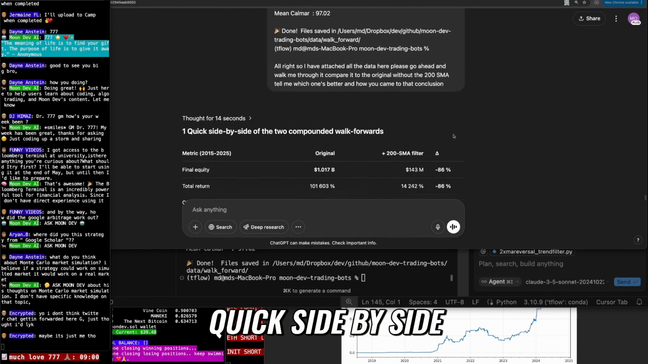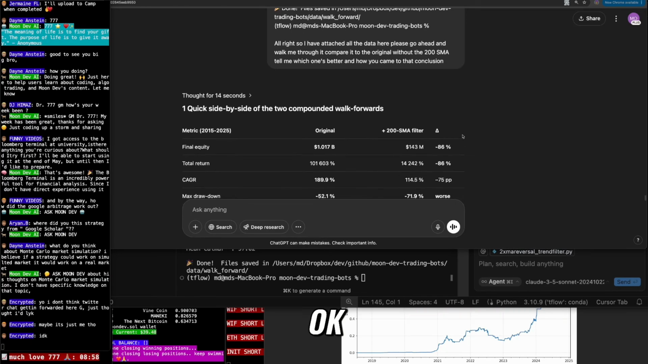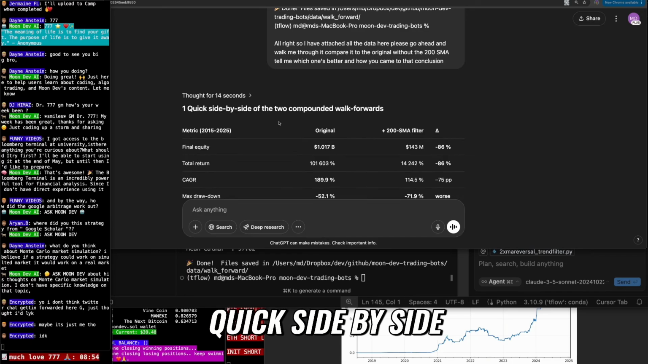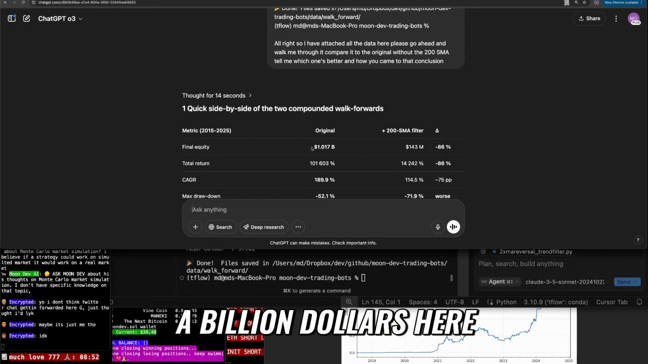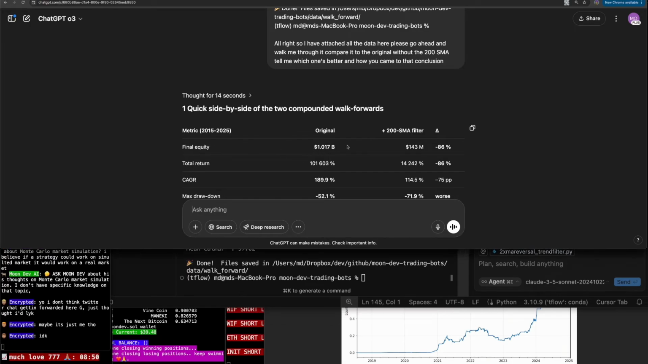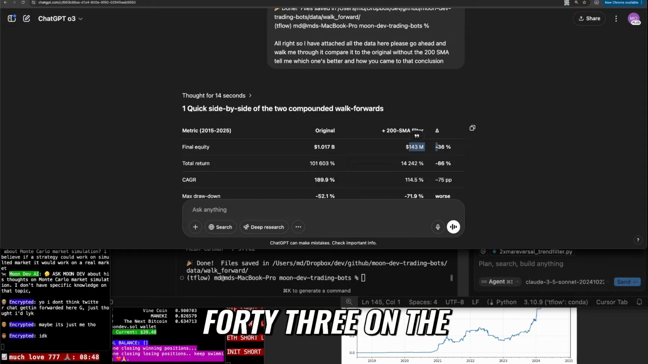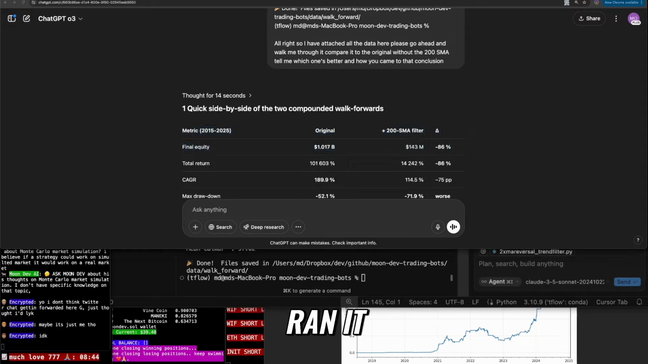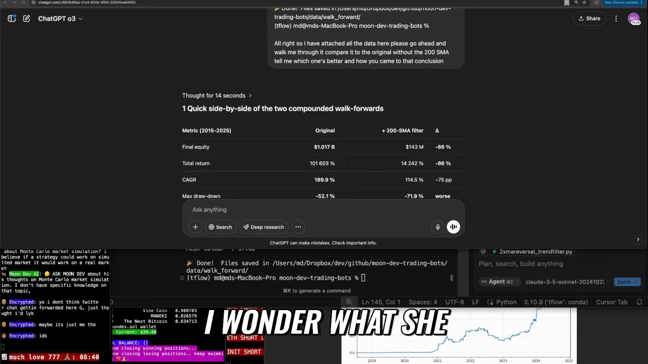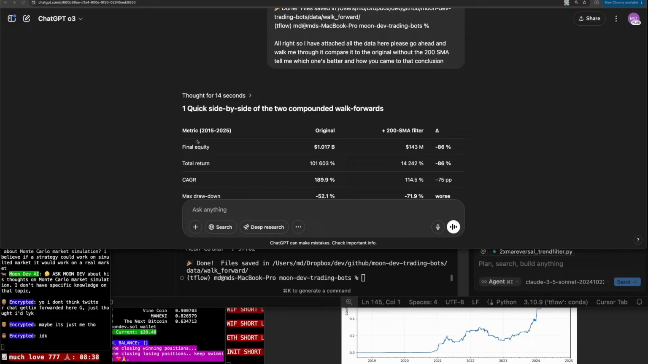Quick side by side of the two compounded returns. You can see here, quick side by side. The final equity is $1 billion on the first side, and 143 million on the second side. So minus 86%. We saw that in our test too. We ran this, but I'm glad that she's seeing the same thing. I wonder what she has to say about it though. Total return is 101,000% versus 14,000%.